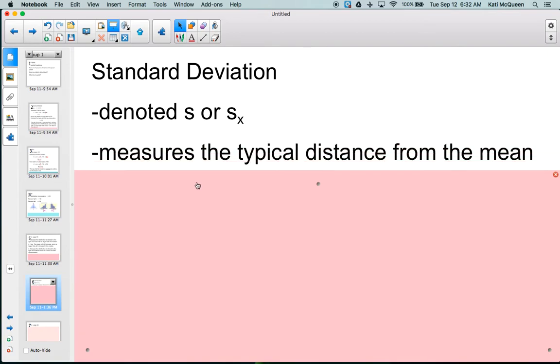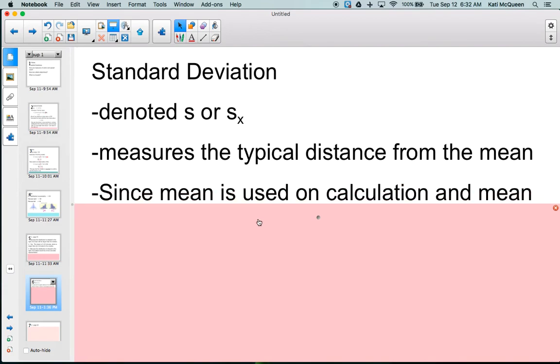All right, and the standard deviation measures the typical distance from the mean. So what you're looking at, if I have a set of data and I know what the mean is, is about on average, how far are my observations away from the mean. That is what the standard deviation looks at. So this is a pretty important sentence right here: measures the typical distance from the mean.